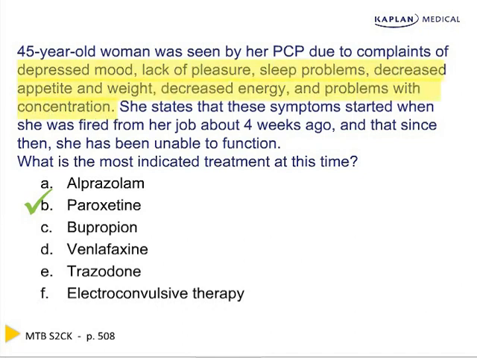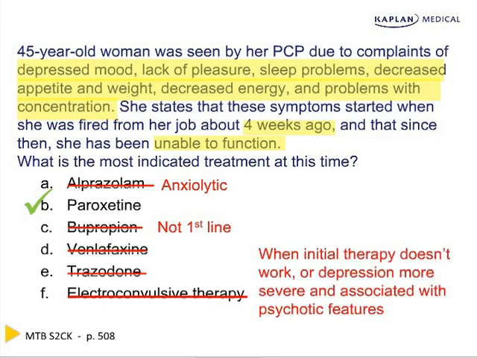You counted those symptoms. She's got enough to say with the duration she has major depression. And if it's affecting her level of functioning, you don't want to just give her psychotherapy. You want to give her a medication to also help treat her depression. Bupropion, venlafaxine, trazodone are not first-line treatments. Alprazolam is a benzodiazepine used for anxiety. And electroconvulsive therapy, it's not going to be used right away. We'll talk about electroconvulsive therapy later on in this lecture, but you would go straight to the SSRI, paroxetine, and answer choice B.